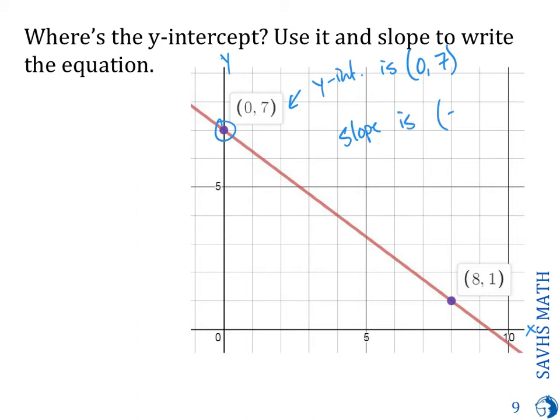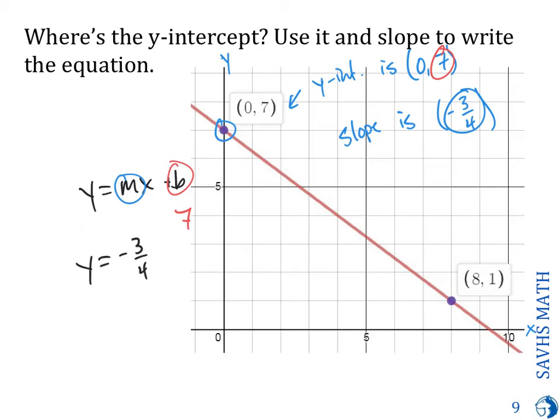is negative 3/4 here. So I'm going to write my equation for this line in the form y equals mx plus b. b is the value when x is 0. So b is 7. m is negative 3/4, so y equals negative 3/4 x plus 7. There's my line equation.